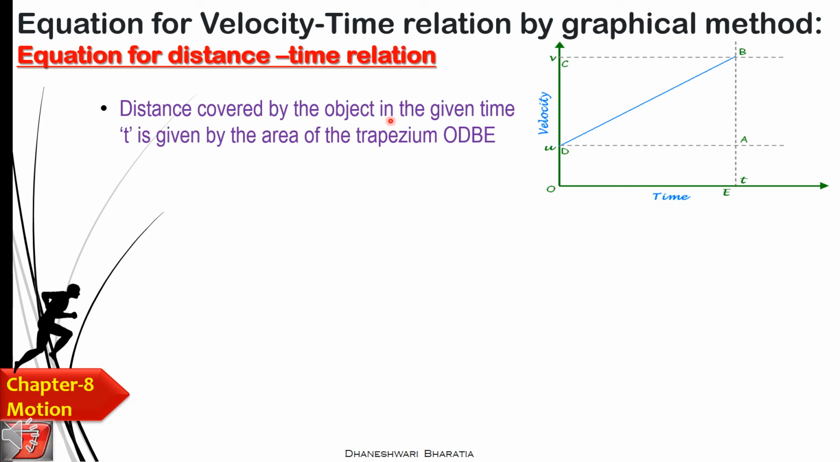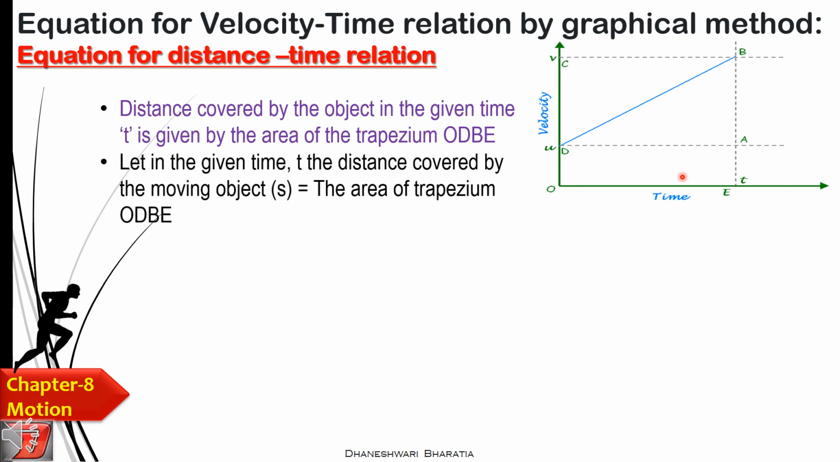So distance covered by the object in the given time T is the area of trapezium ODBE. This trapezium I am talking about, where my cursor is moving, is going to be the distance traveled by the particular object. Now we know that this trapezium is made up of two shapes. One is a triangle and one is a rectangle. So how to find the area of this particular trapezium? First we need to find the area of this triangle and the rectangle, right?